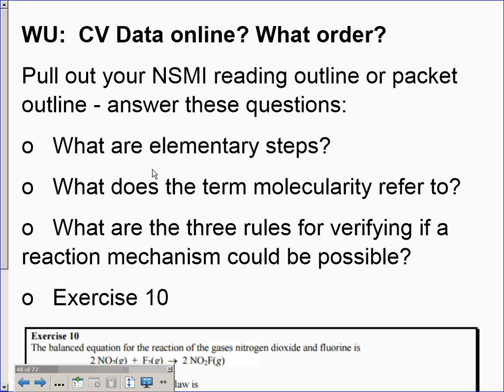That's molecularity. It's on page 22, I lied. Page 22? Go for it, Courtney.